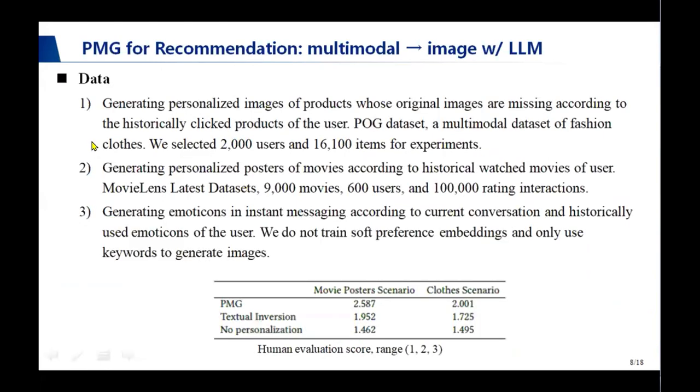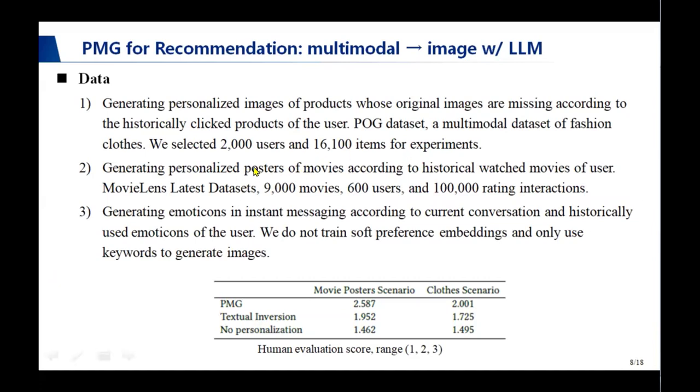So we have generated three data sets to verify this. The first one is called POG, a multimodal data set of fashion clothes, with a series of user clicks on the items. We selected a number of users and items for the experiment. We use the first N items in the sequence as training, and then the next one would be the ground truth. And we can do this many times.